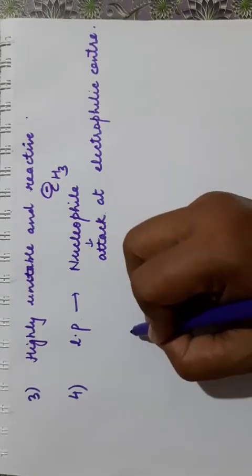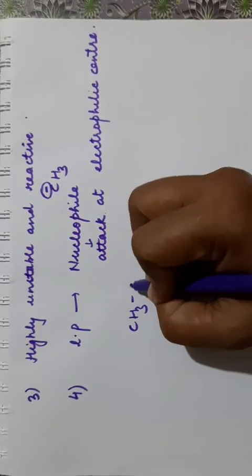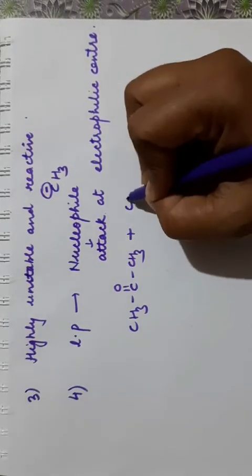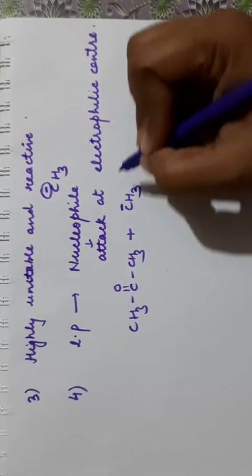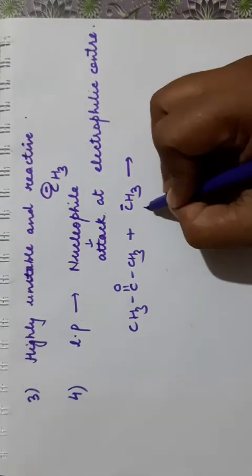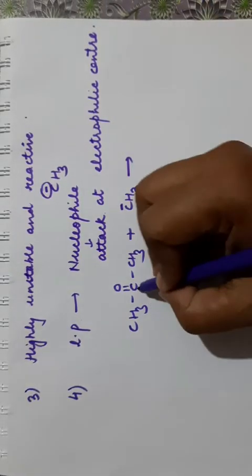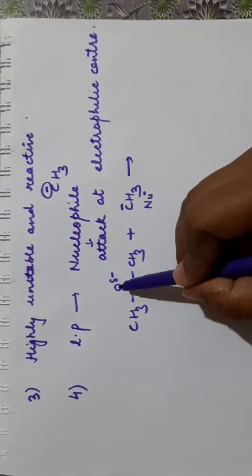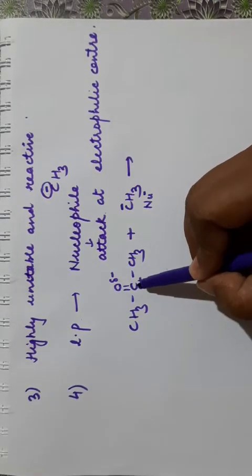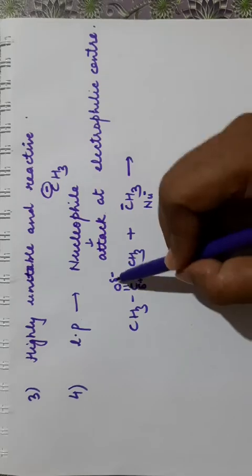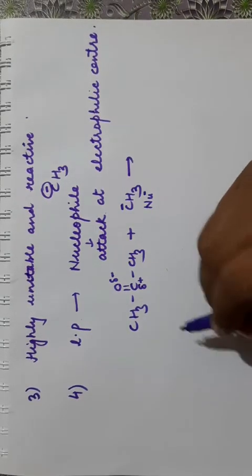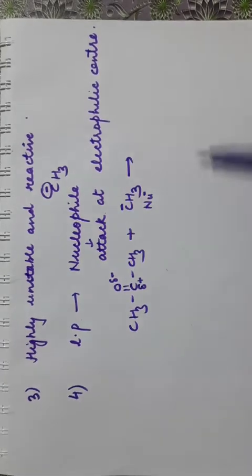Example I can give you. Suppose we have CH3COCH3, and you have taken CH3 minus. Now this is a nucleophile. Clear? Carbon is positively charged and oxygen is negatively charged, because the electronegativity of oxygen is higher than carbon. So it will develop a partial negative charge, and carbon will develop a partial positive charge. There will be shifting of the sigma electrons.